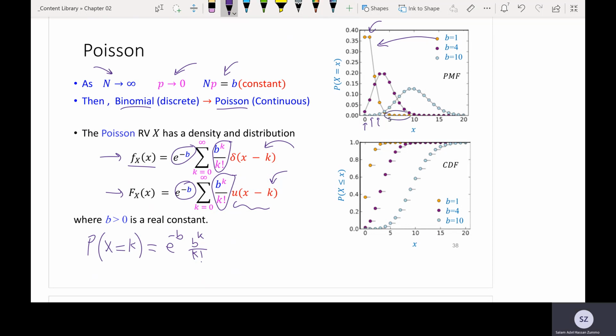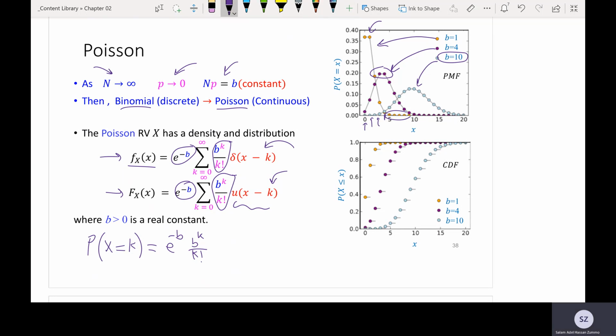Then with b equal 4, you can see that it's focused around 4. The maximum happens to be around 4, it's smaller before, it's smaller after, and it decays after about 10. If b is larger and larger, it becomes more shifted to the right and more spread. So as you can see, as b increases, it becomes a wider distribution and shifted to the right. This is, as we mentioned, b is the average value of the distribution.